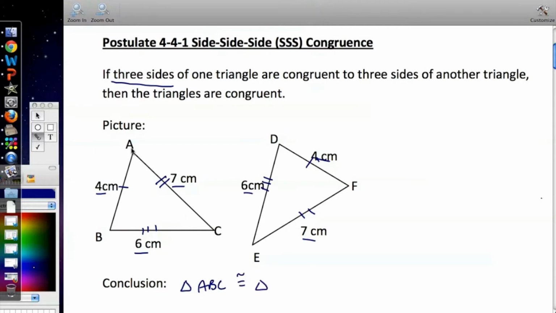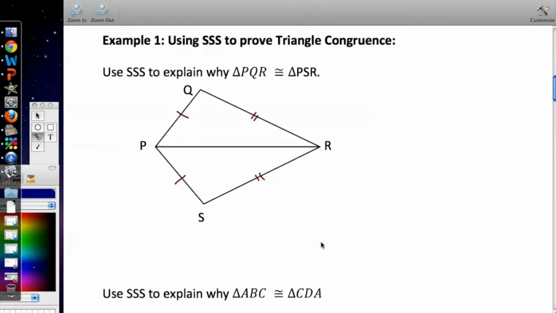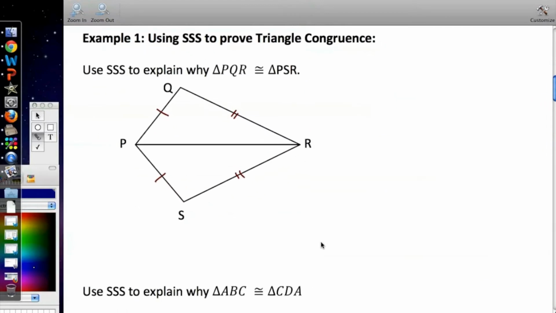Now what goes with A? So it goes AB, so it goes D, F, E. Okay? So that's how this works. That's us really just matching these things up. Okay, so that's the side-side-side congruence postulate. If 3 sides in one are congruent to 3 sides in another, then we say that the triangles are congruent. So we're going to use side-side-side to prove triangle congruence.